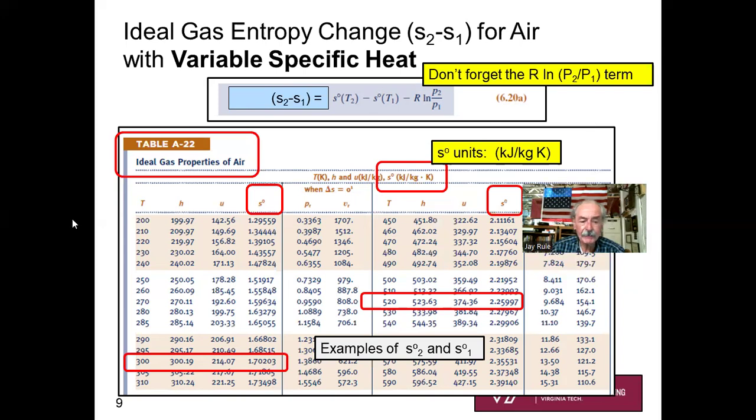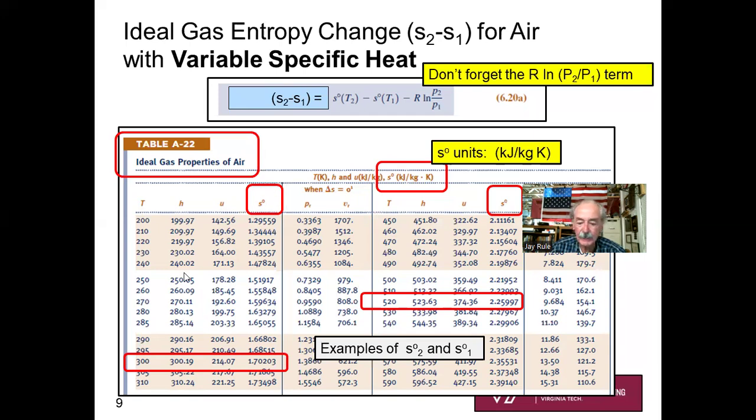So here's a screenshot of table A22. This applies to air with variable specific heat, air where Cp is a variable. So let's look at the units for this table. S0 has units kilojoules per kilogram degree K. That's going to be the same as what we're seeking. Where are our columns? Here's our temperature column, and here's our S0 column.